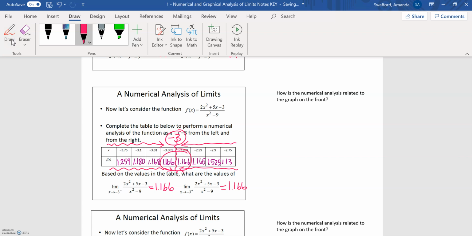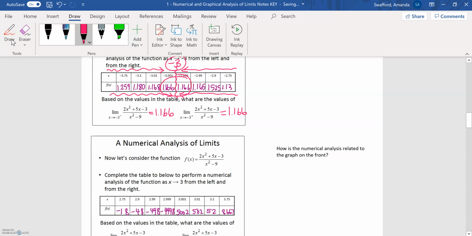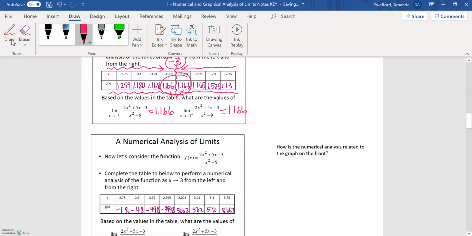Okay, one more evaluation using tables. Again, this one can be deceiving. You have to be real careful. We're approaching 3 from the left and the right. So here's 3 in our table. As I come in from the left, these numbers are changing drastically. They're growing very, very large but negative, so actually getting smaller and smaller and smaller. But they're not approaching anything particular.